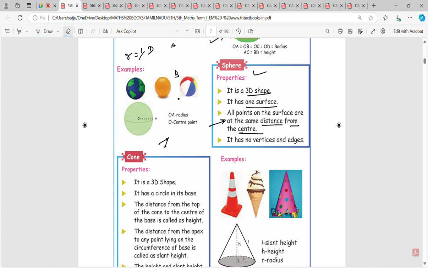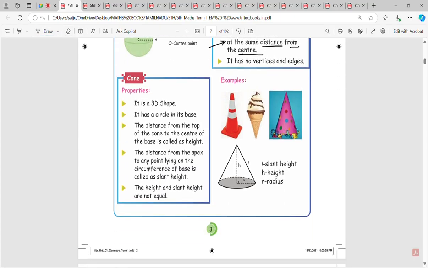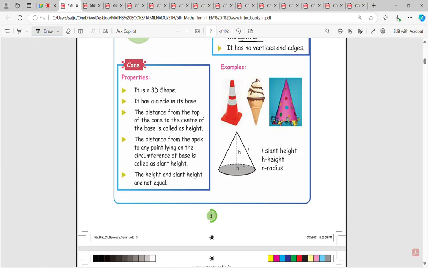Okay, if you are learning this kind of thing in the 5th standard book, surely we will skip that in the 6th, 7th book. If any advanced thing is there, I will teach you there, or else we will skip. Then cone, you need to know this diagram alone. In a cone, you have this base radius, and here you have the height. This part is called the slant height.